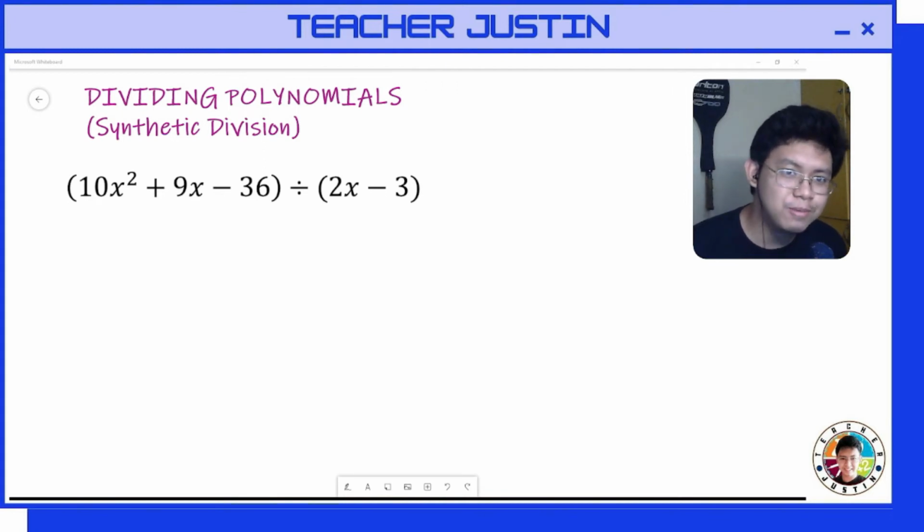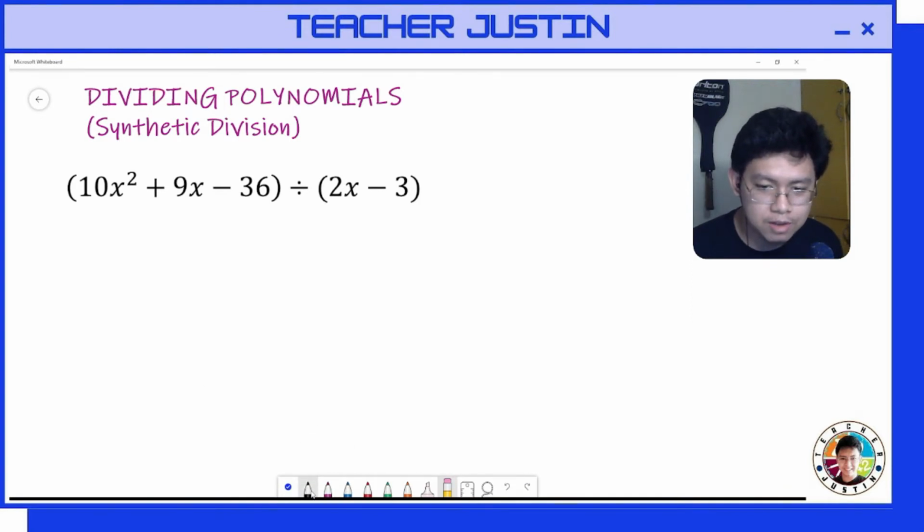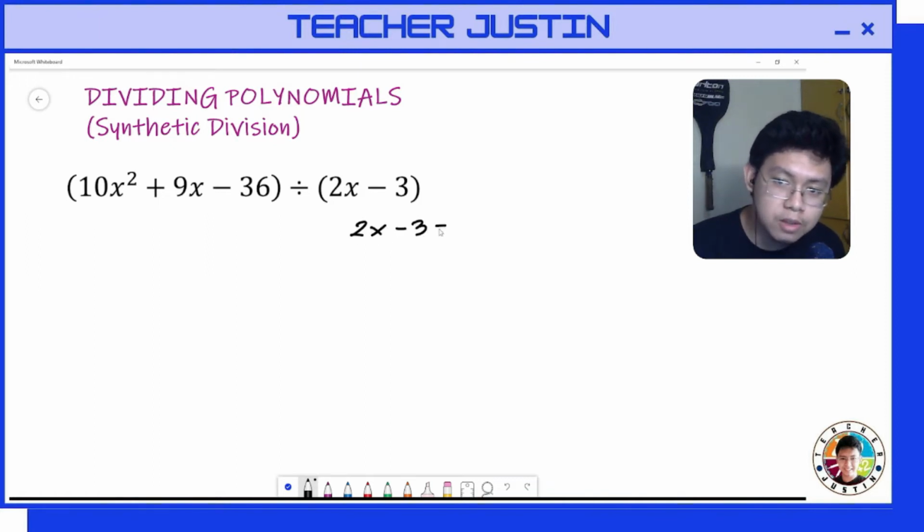On today's topic, we're going to talk about dividing polynomials using synthetic division, dividing 10x squared plus 9x minus 36 by 2x minus 3. So in dividing polynomials using synthetic division, our first step is for us to equate our denominator to 0. So we have here 2x minus 3 is equal to 0. Then let's solve for the value of x.